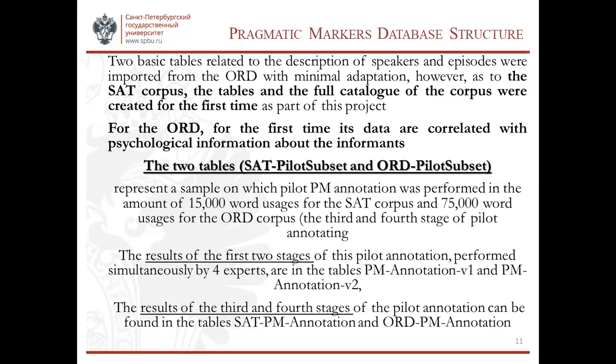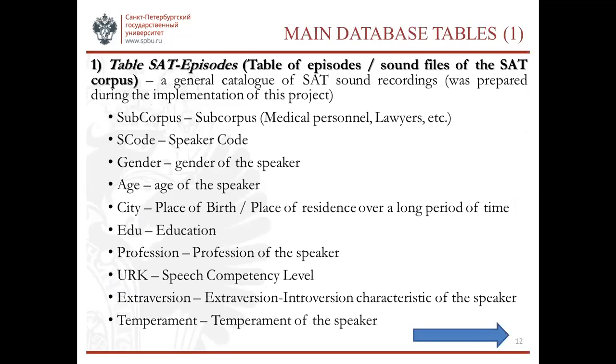And the results of the first two stages of the pilot annotation, which were performed simultaneously by 4 experts, are in the tables PM annotation V1 and PM annotation V2. The results of the third and the fourth stages of the pilot annotation can be found in the tables SAT PM annotation and ORD PM annotation. So now we'll have several slides that I'll be briefly going through because they are all of the same type. They represent all these tables that were created.